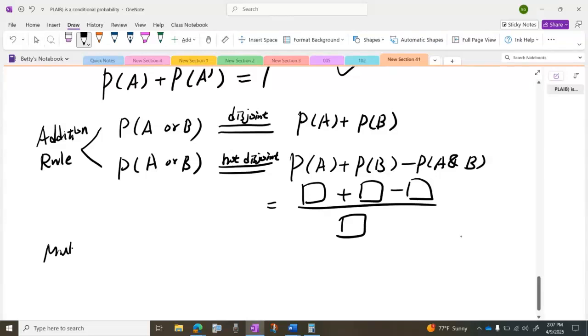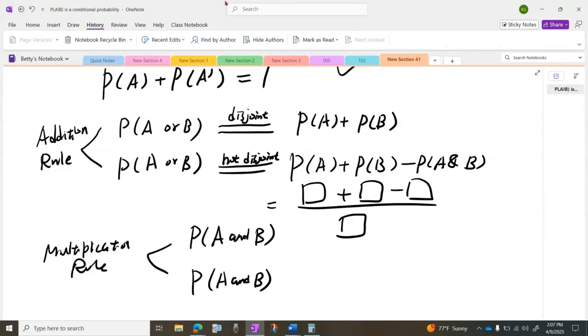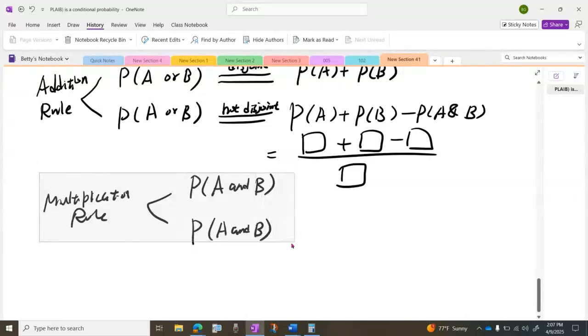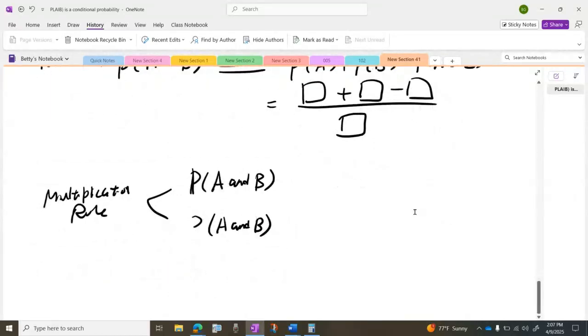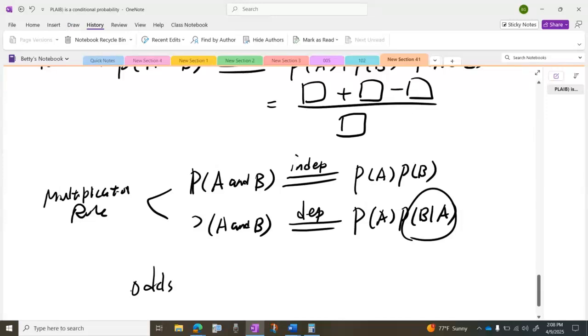For the multiplication rule, we also did it. The multiplication rule is to find the probability of A and B. If A and B are independent, then P of A and B is P of A times P of B. If A and B are dependent, suppose A occurs first, then the probability of A and B is P of A times P of B given A, knowing this probability is going to be a conditional probability. And we also covered odds.